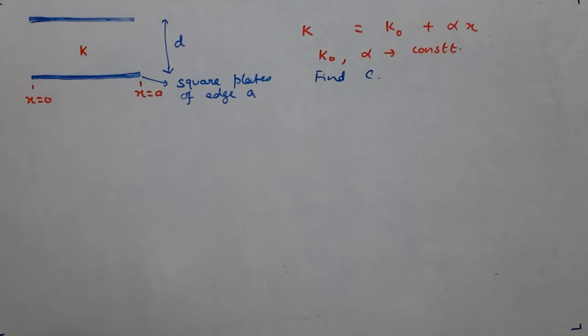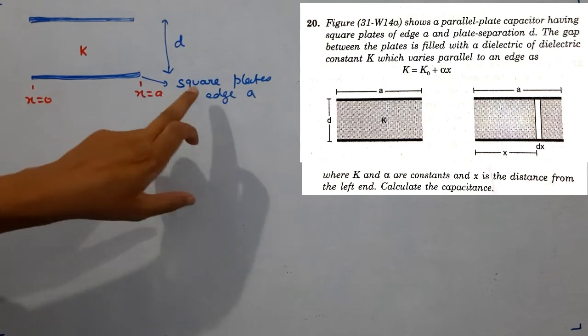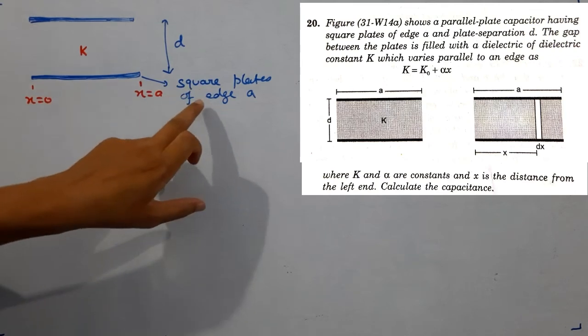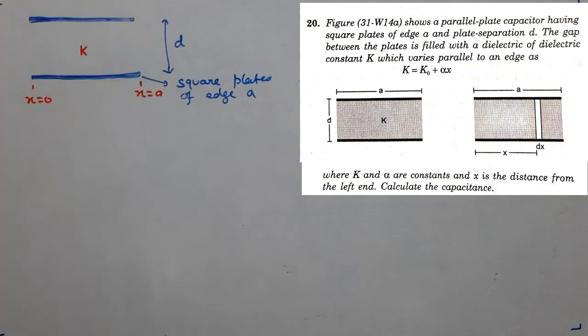Let's see next question. There is a parallel plate capacitor. The plates are square in shape and each side of the square is how much? Small a. Separation between the plates is small d.